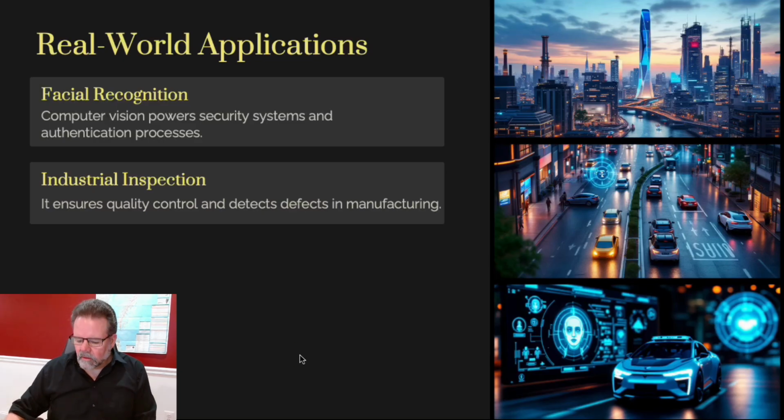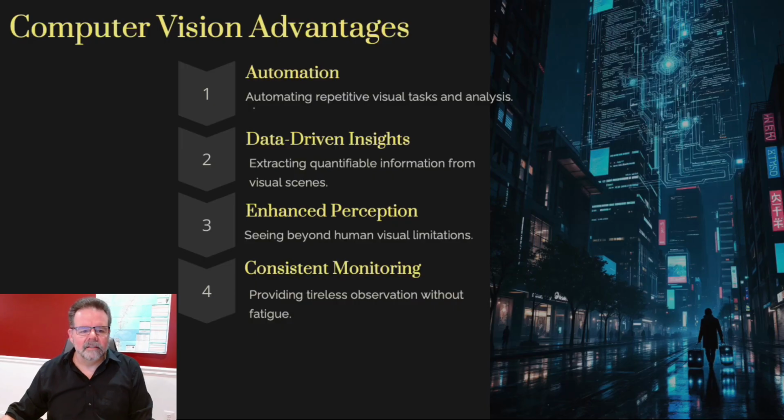Now, there are very key advantages to computer vision because it complements, even exceeds our own human visual capacity. As we just talked about, it's excellent for the automation of repetitive visual tasks. It means computers can analyze thousands of images, as we said, without getting tired or bored. Same level of attention from the first image to the thousandth or 10,000th.